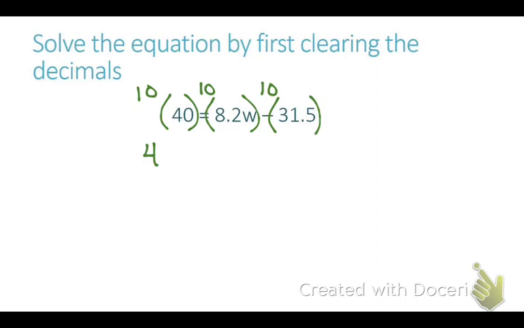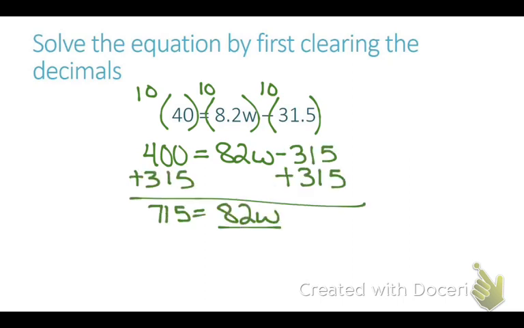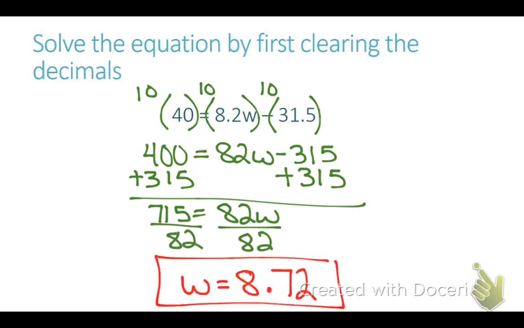You get 400 equals 82W minus 315. Add 315 to both sides and divide by 82. Did you get approximately 8.72? Yeah, 8.71, and then it's like a bunch of decimals. Now, on your test tomorrow, your answer will come out more evenly. I just made this one up, so it didn't come out to be a terminating decimal, but something in that range would have been correct. 8.71, that would have been fine too.